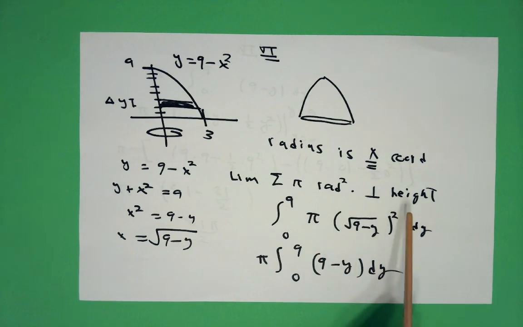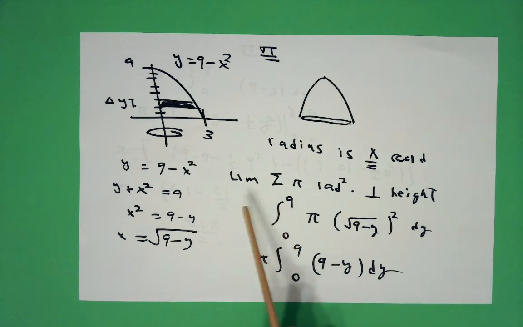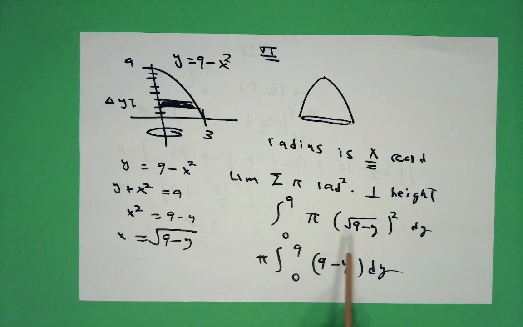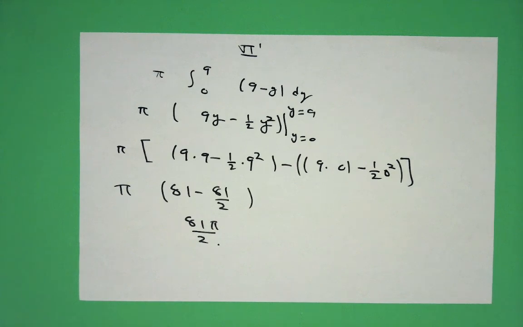Pi times radius squared times perpendicular height. Add them all up. Take the limit. Limit of sum is integral sign. Pi, radius is radical 9 minus y. One has to square the radius and then integrate with respect to y. Luckily, the radical sign goes away, and all I have to do is calculate pi times the integral from y equals 0 to y equals 9 of 9 minus y with respect to y. Evaluation of that integral is routine, so I'll leave that to the interested parties. Hopefully this helps a little bit in this entire issue. Everyone, have a good evening.